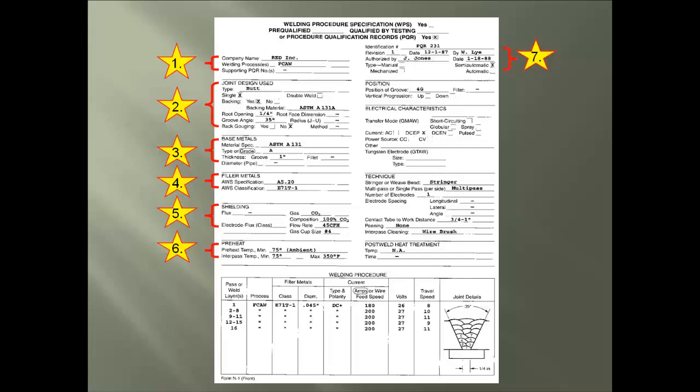Star number 7, located on the right side of the form, deals with the PQR identification number, any revision number to this PQR, the date, by whom this form was filled out, whom authorized this PQR to be produced, and what type of welder or machine operation is being used during the welding, whether that's manual, semi-automatic, etc.